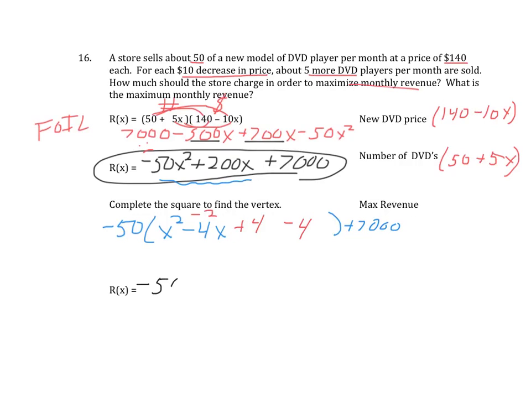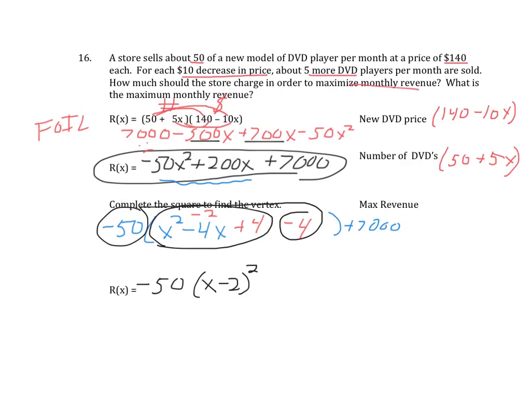You have to have your front a value, which, by the way, is negative 50 there, negative 50, and negative 50. My trinomial will factor into the perfect square binomial of x minus 2, the quantity squared. A negative 50 times a negative 4 will be a 200. I put that out there, and that's my adjustment going with my 7,000. So plus 7,200. My vertex is 2, 7,200.